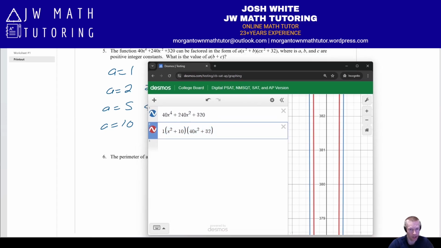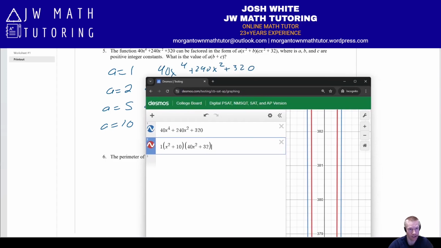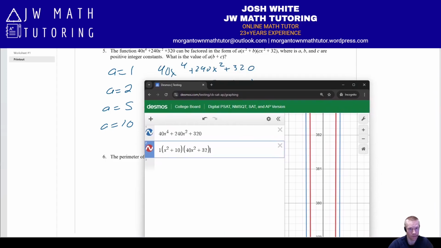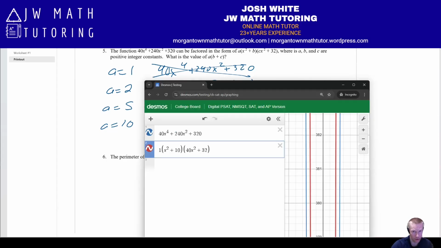So the point is, if you multiply this out, it doesn't equal the original expression. You basically get 400x squared plus 32x squared. You get 432x squared for the middle term, and that doesn't match. So you cannot factor the first option, where a equals 1, into that form. If you try to do it, I'll just try it for one more to show it doesn't work. I'm not going to show all three that don't work.